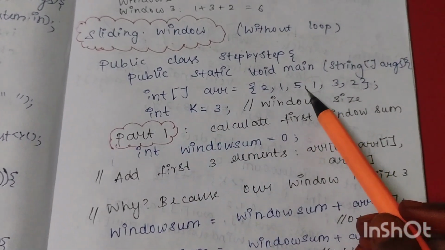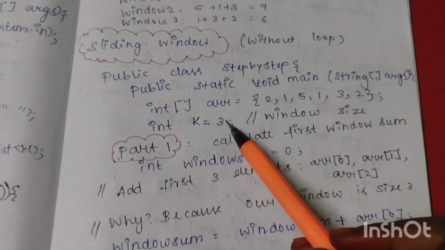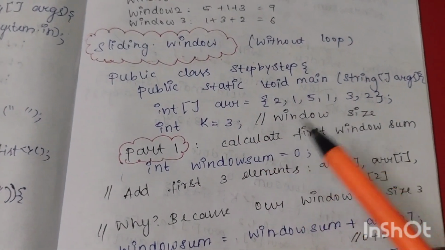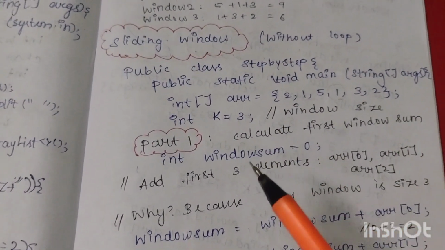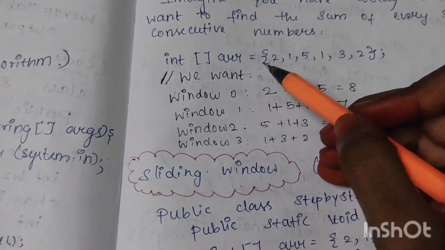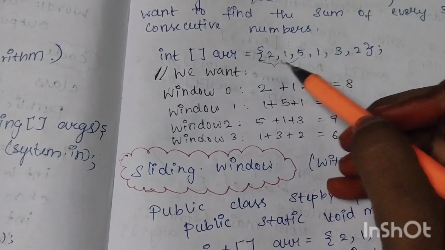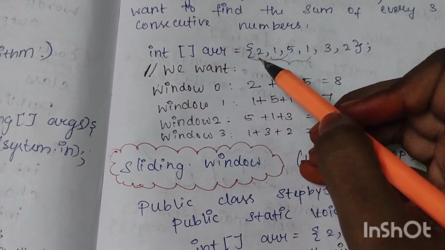First we initialize the array, then we initialize k is equal to 3. K is equal to 3 is the size of the window. Window means this 2 plus 1 plus 5. This is called one window, and 1 plus 5 plus 1 is also one window.